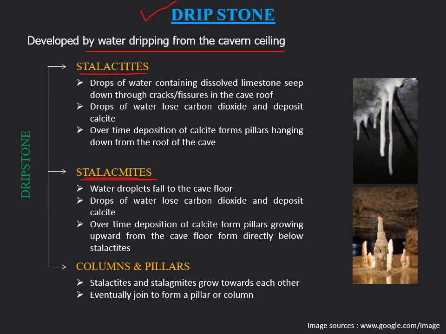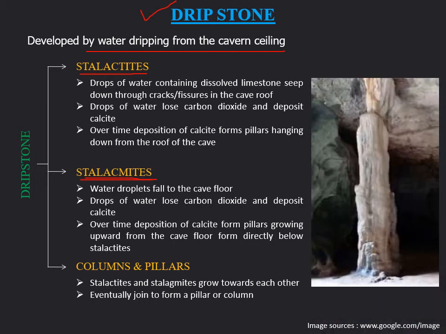This one is stalactite and this one is stalagmite. And when this stalactite and stalagmite merge with each other, they touch each other, they will form these kinds of column or pillar like structures which is continuous from its roof to its floor. These are known as columns or pillars.